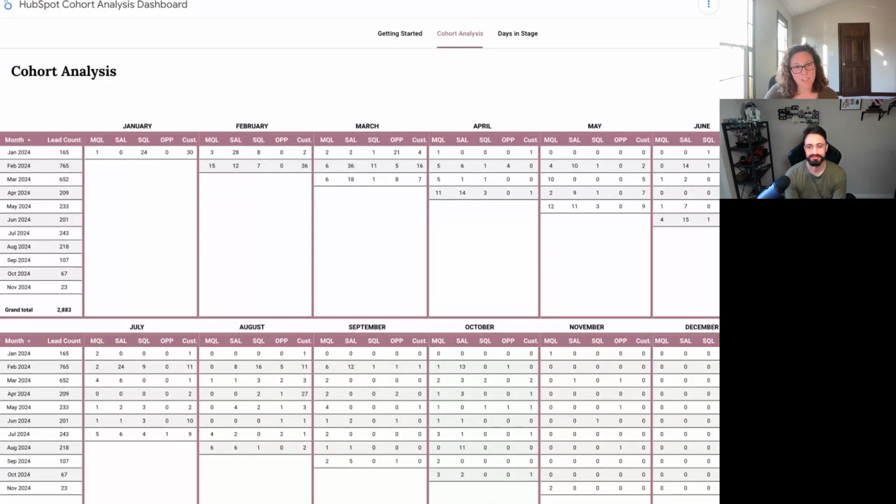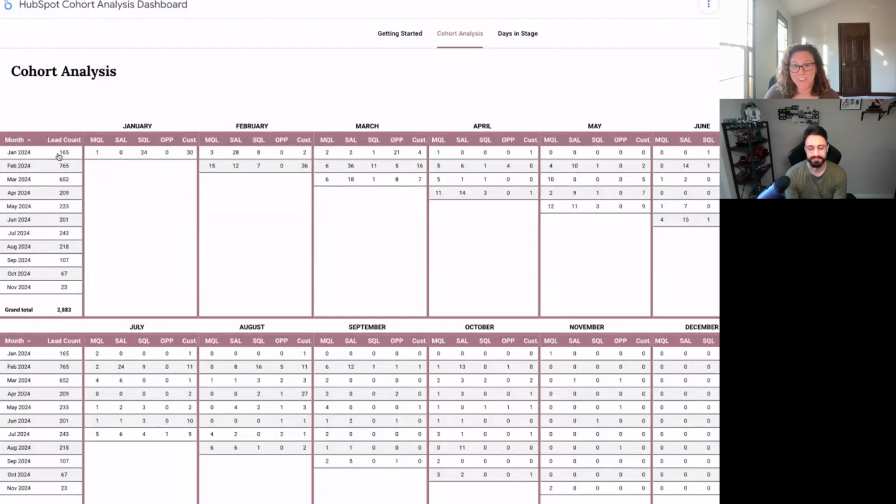And in the Getting Started tab, it guides you through how to get this data out of HubSpot and put it into a template to make sure that this works for you. And then once it's imported, you hit one button and you get these beautiful charts. And so this can really help you dive into when you generate however many leads that you have, when do they actually move down your funnel?